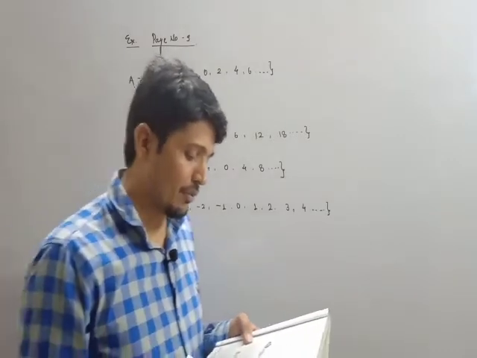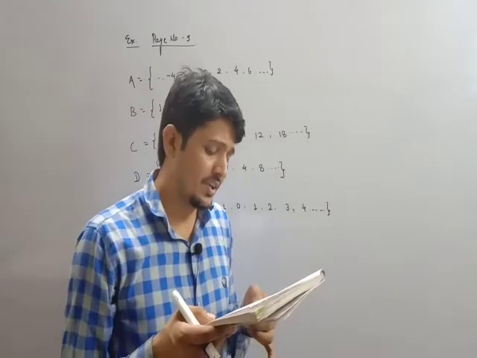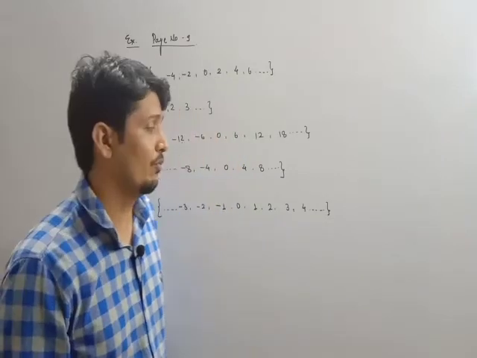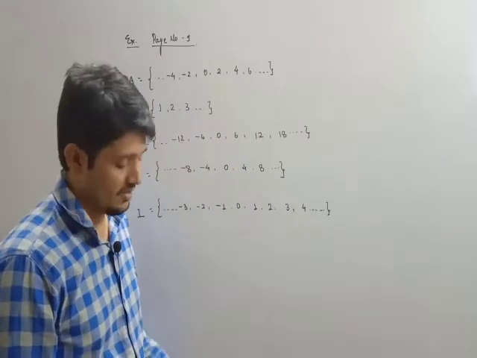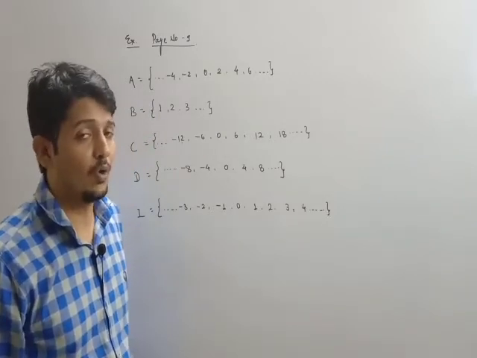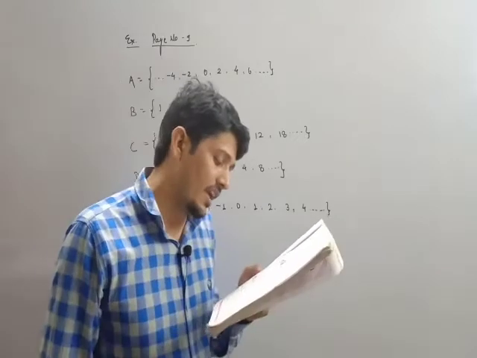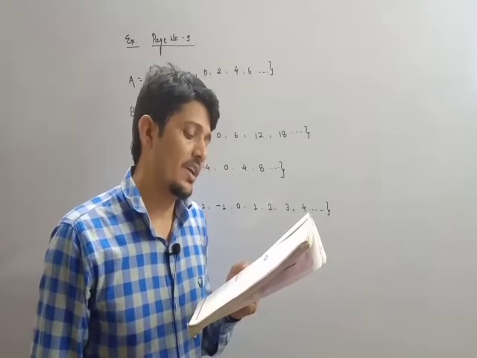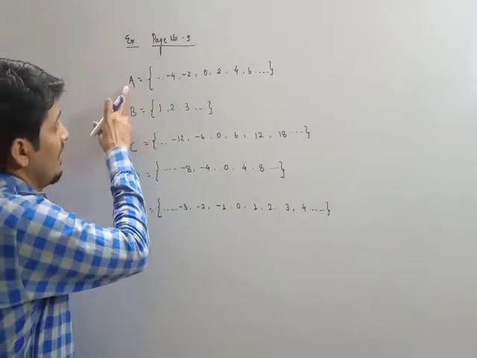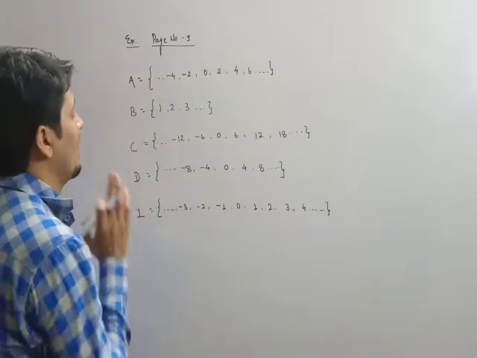So there are a few questions on this. Discuss and decide which of the following statements are true or false. We have to decide whether the statements given in your textbook page number 9 are true or false. So the first statement: A is the subset of B, C and D. It says A is the subset of sets B, C and D combinedly.